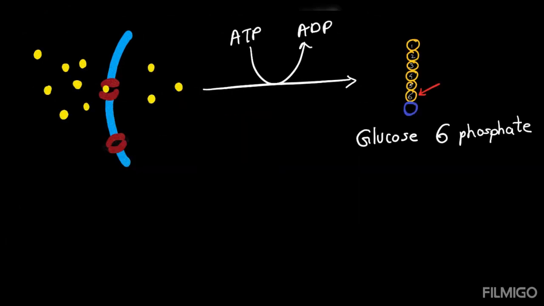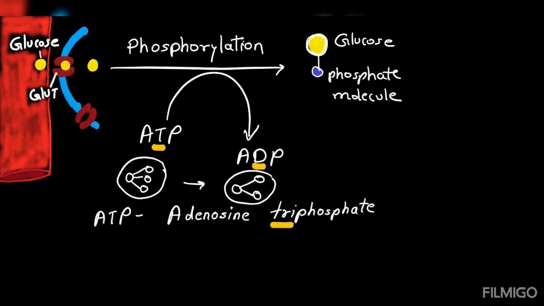Okay, coming back to the glycolysis. So we were discussing the phosphorylation. So what is phosphorylation? Phosphorylation means adding a phosphate group. But from where will the glucose get the phosphate molecule? It will get the phosphate molecule from the ATP. ATP stands for adenosine triphosphate. Tri means 3. So these enzymes help in giving one phosphate molecule out of these 3 phosphates from the ATP to glucose. So by giving one molecule to glucose, it converts itself into ADP, that is adenosine diphosphate.